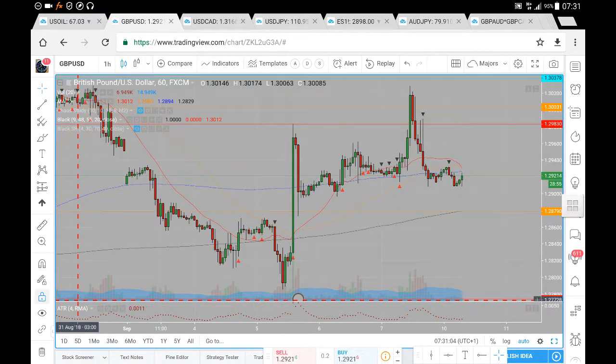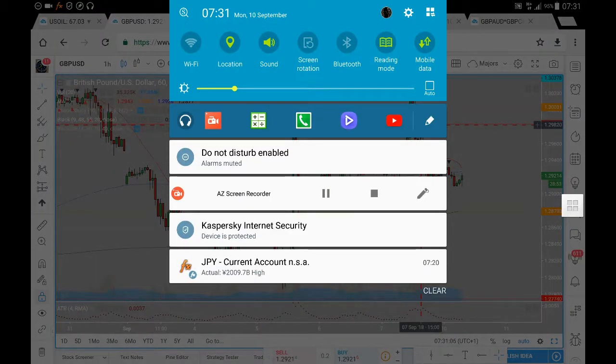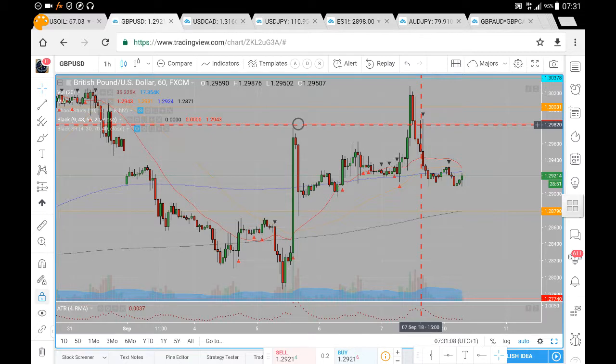So this is a pound dollar analysis for Monday the 10th of September. Now let's just have a look at prices and where prices may likely go. So previously we've had price tests at this 29.83.